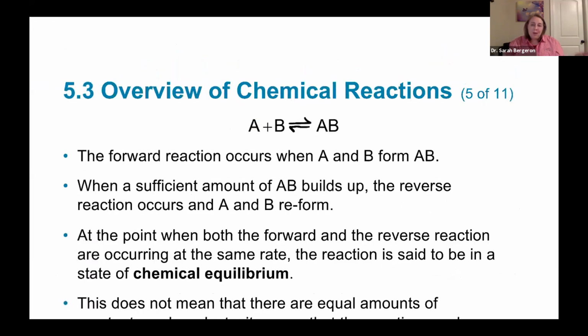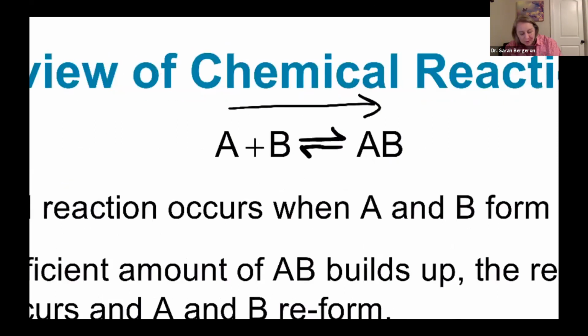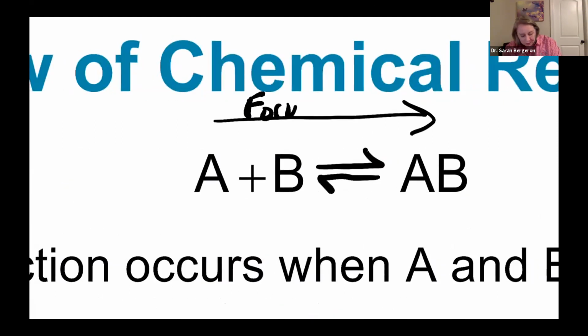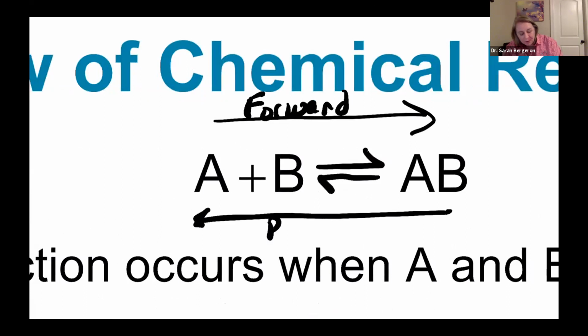So if you are going in what is called the forward direction, that is going to have A and B come together to make AB. Once you make enough AB, you're going to have such a high concentration of AB that the reverse reaction is going to happen. So this is forward, and this is the reverse reaction.